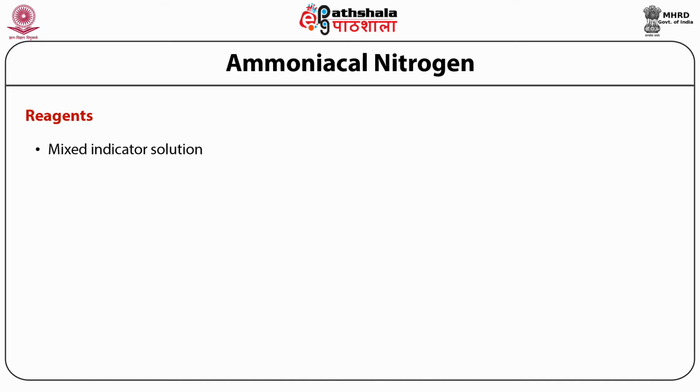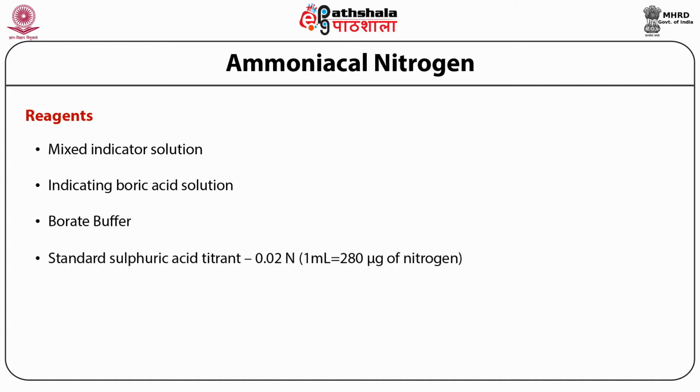The second reagent is the indicating boric acid solution. Dissolve 20 gram of boric acid in ammonia-free water, then add 10 ml of mixed indicator solution and dilute to 1 liter. Then borate buffer is used to maintain the pH of the solution. For that we add 88 ml of 0.1 normal sodium hydroxide to 500 ml of 0.025 molar sodium tetraborate and make up to the mark of 1000 ml. Then standard sulfuric acid of 0.02 normal is used as the titrant.